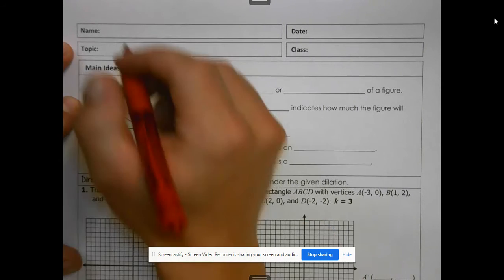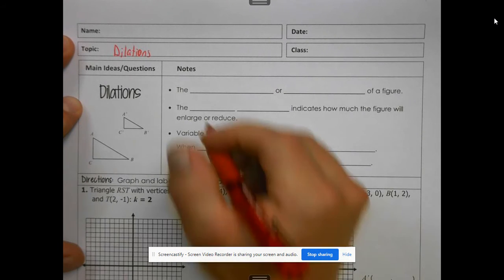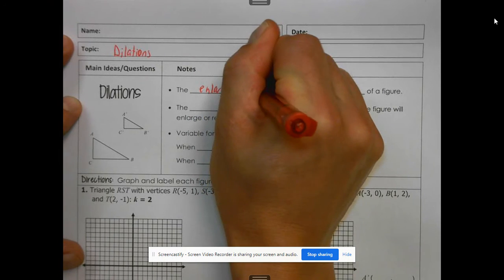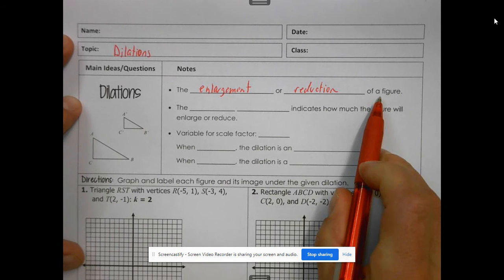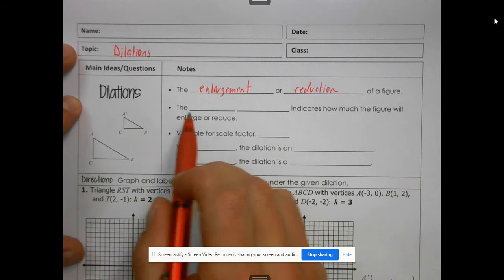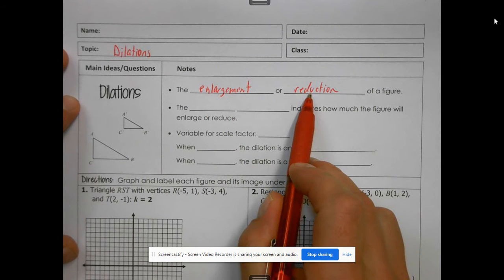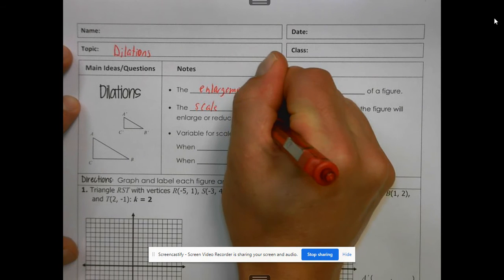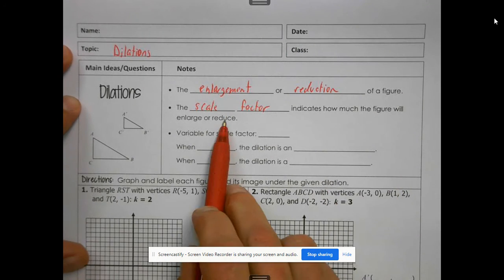All right, next up for transformations is dilations. That's your topic today. A dilation is an enlargement or reduction of the figure, right? So in other words, basically we're going to make the pre-image bigger or we're going to make the pre-image smaller according to what's called a scale factor. And this will indicate how much the figure will enlarge or reduce.